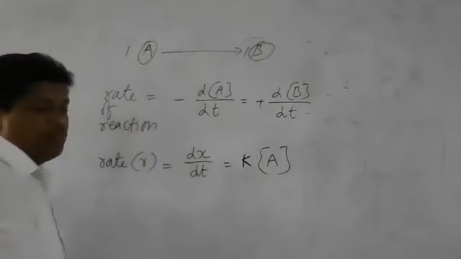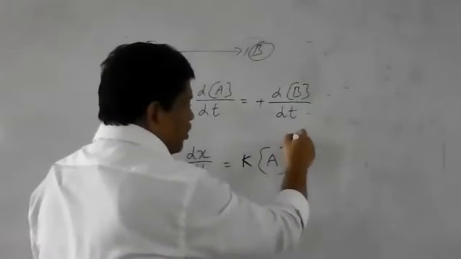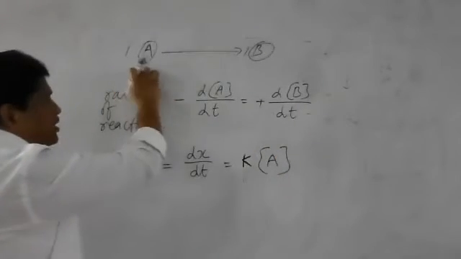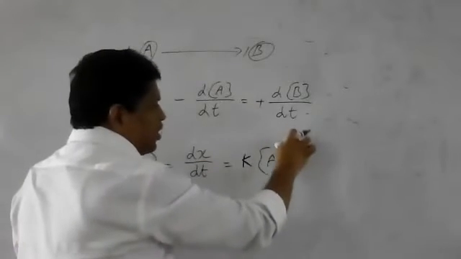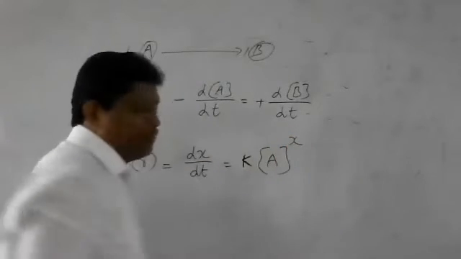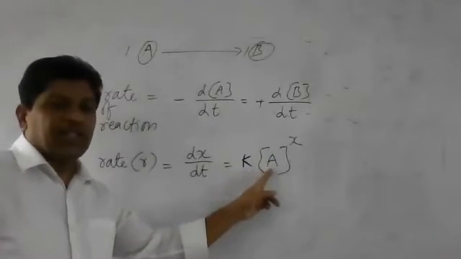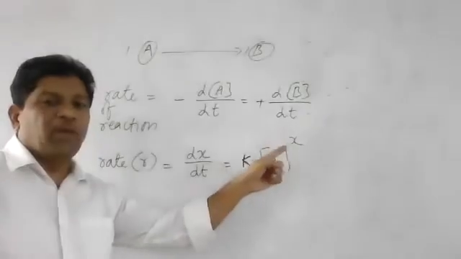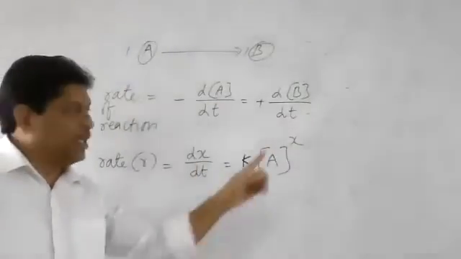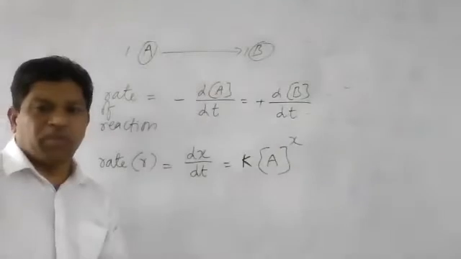Concentration of reactant A to the power of what? To the power of 1. This is an elementary reaction, so 1 mole of A is taken here. Or let it be x, so k into concentration of A to the power of x. This x value may or may not be equal to 1. That point we have to remember.